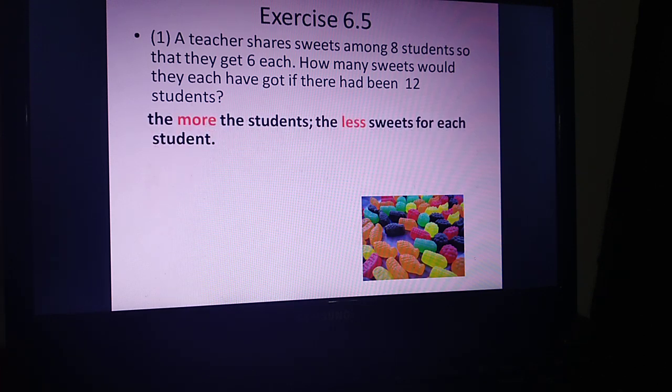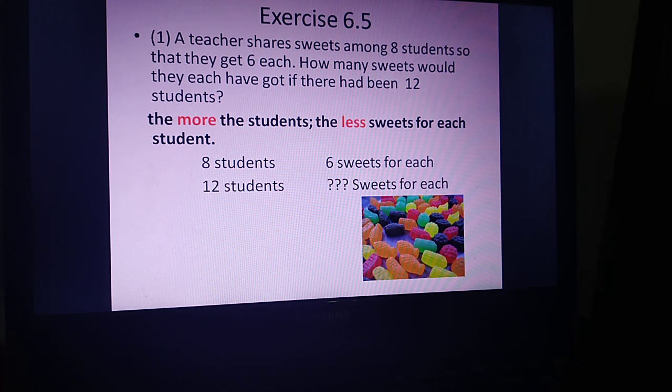The more students we have, the less sweets for each student. لما يكون عدد الطلاب اللي بدي أوزع عليه الكاندي أكتر معناته حصة كل طالب رح تقل ولا رح تكتر؟ بتقل. Good job. So this is inverse proportion because more students mean less sweets for each one.